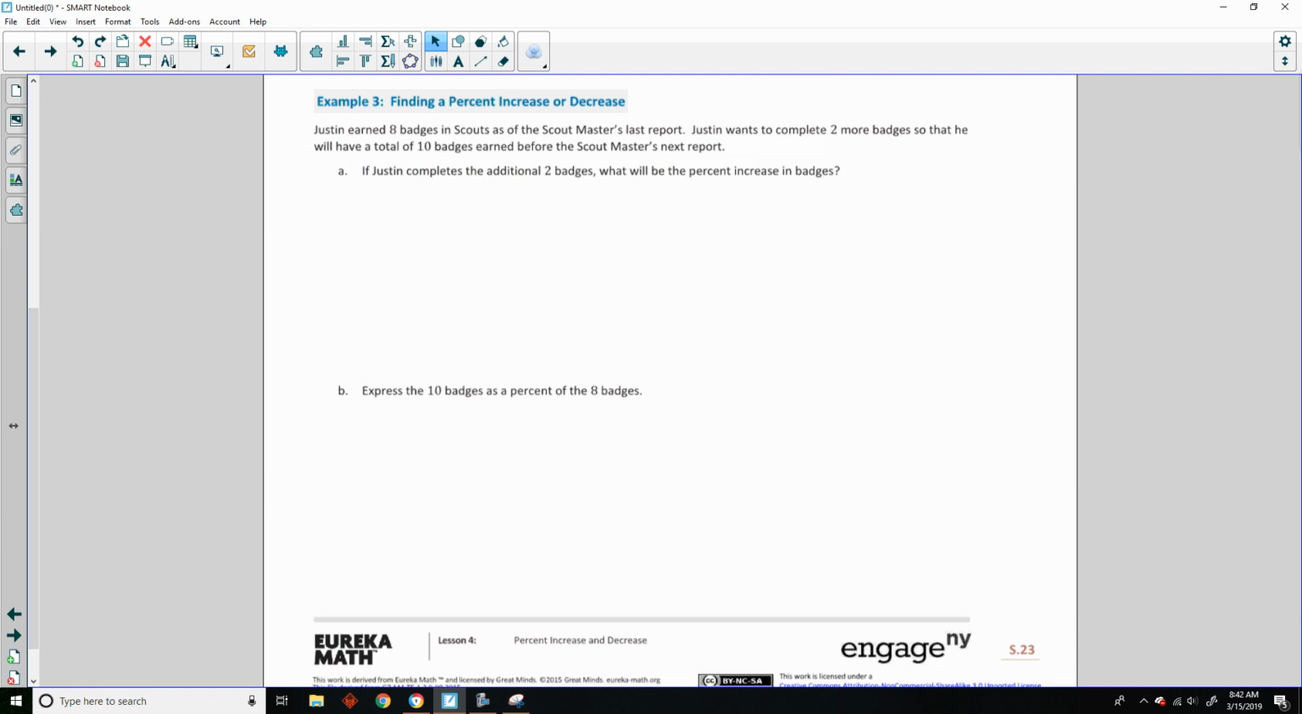Example 3. Justin earned 8 badges in Scouts as of the Scoutmaster's last report. Justin wants to complete 2 more badges so that he will have a total of 10 badges earned before the Scoutmaster's next report. If Justin completes the additional badges, what will be the percent increase in the badges? Okay, so in this case, we are going to be using the quantity equals percent times whole. All right, let P represent the unknown percent.